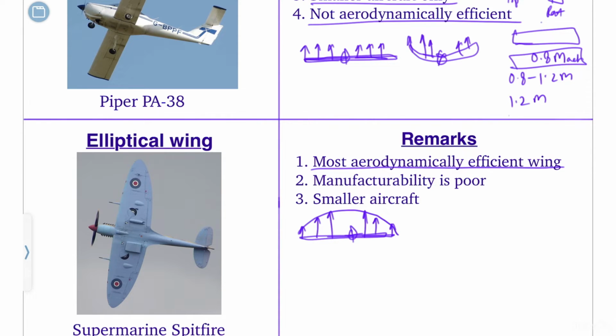The bending issue of the wing does not come into this, and also the vortex generation, because at the tip of the wing, due to the low and high pressure below and above the wing, the vortex generation which is happening does not affect much of the lift. That's why these are the most efficient wing in the complete wing structure. The only issue is that the manufacturability is poor, as you can see from the design, and again they are used in smaller aircraft only, aircraft which can fly in the subsonic range only.